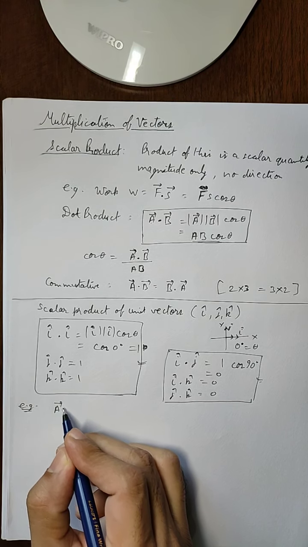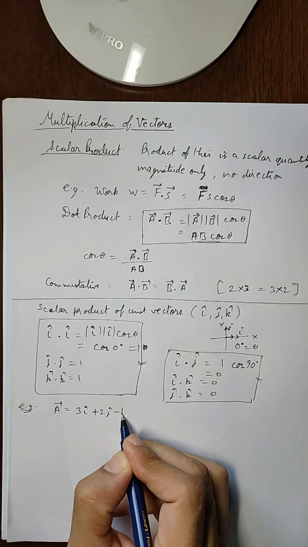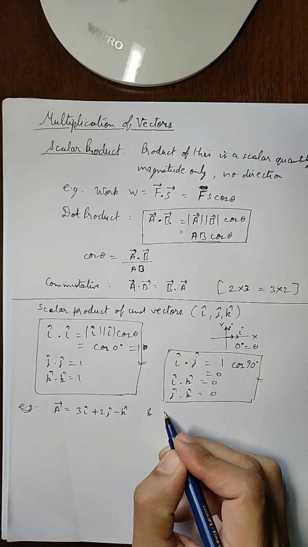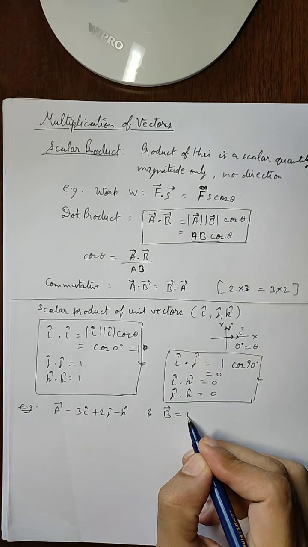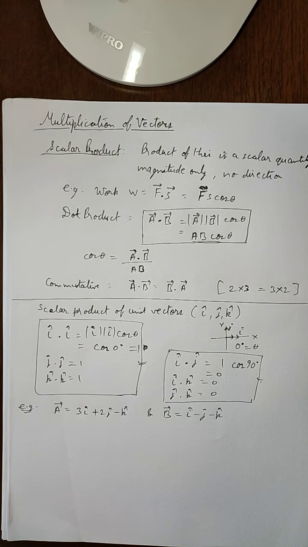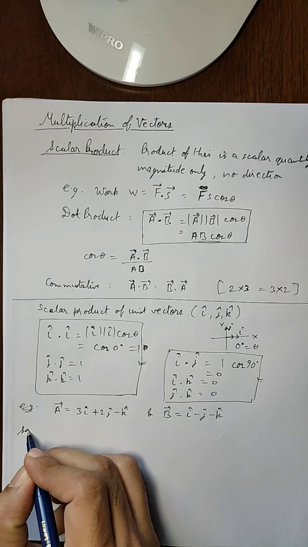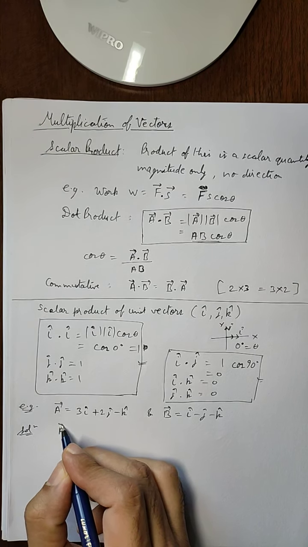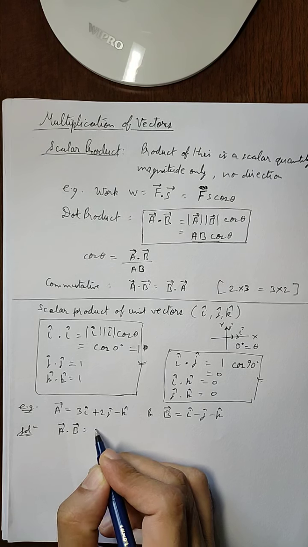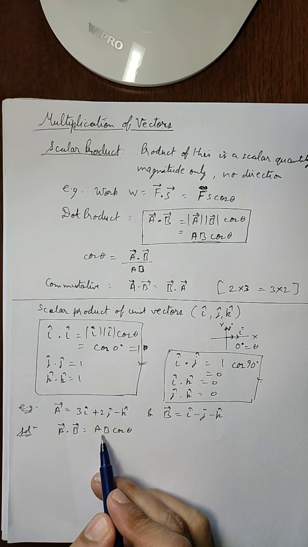Let us say that we have a vector A equals 3 i cap plus 2 j cap minus k cap, and another vector B which is i cap minus j cap minus k cap. Suppose we have these two vectors and we have to find their scalar product, their dot product. So solution: A dot B will be equal to AB cos theta. So that means we have to find the magnitudes of A and B.